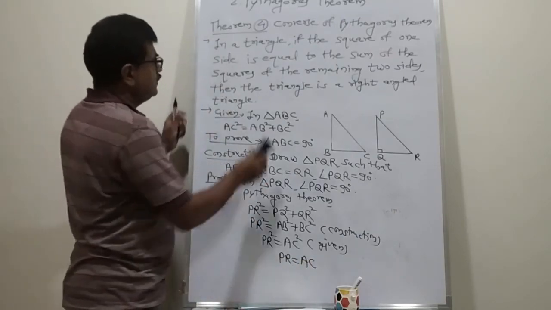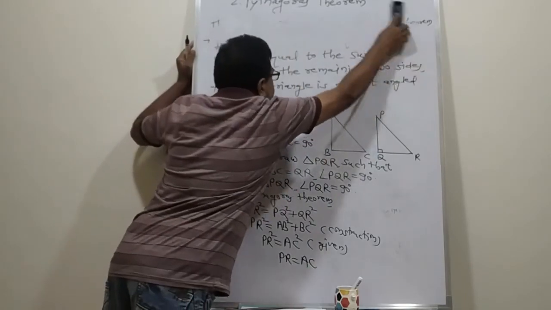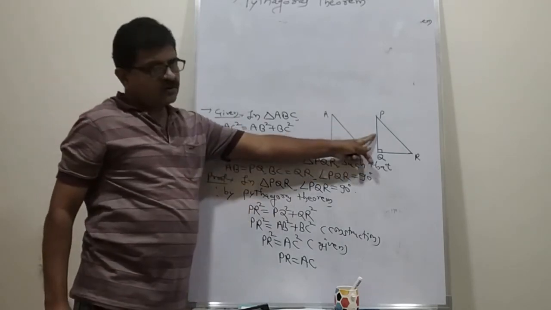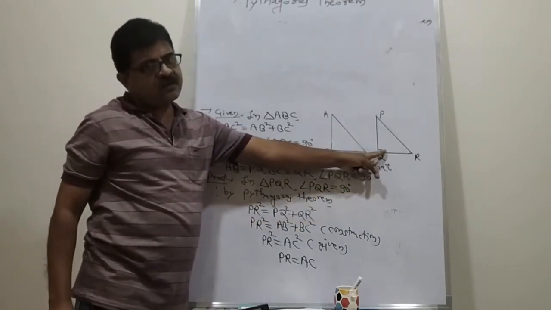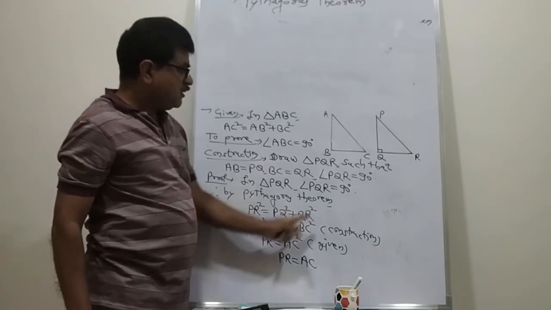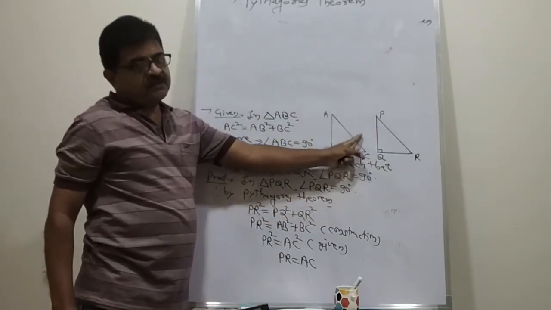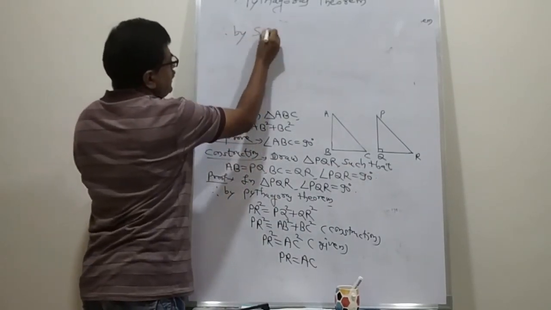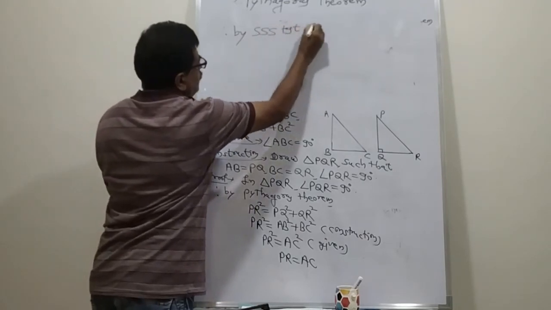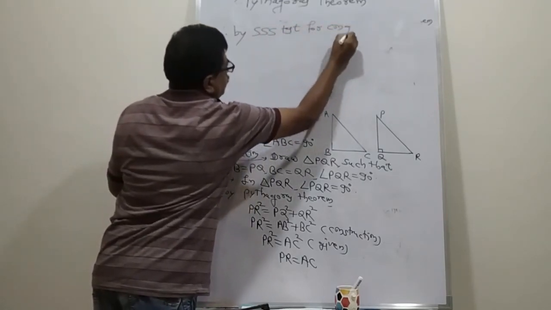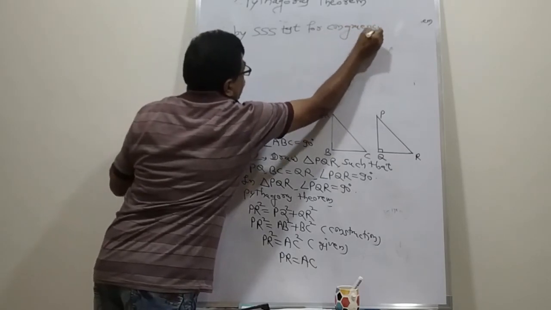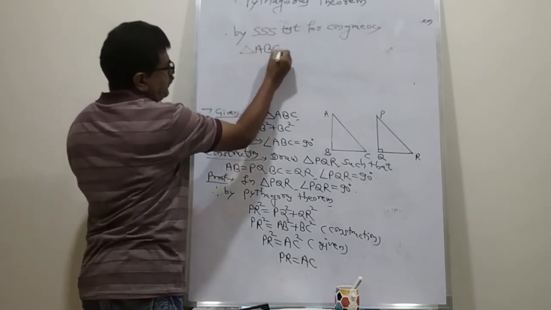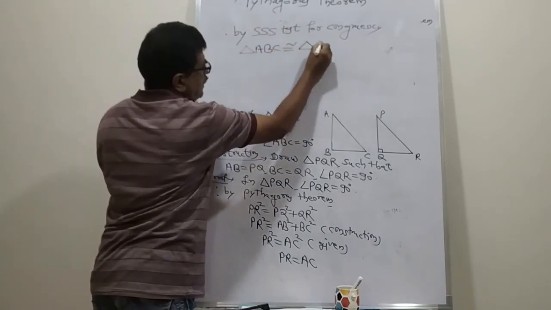Now let us see these two triangles. These sides are congruent, these two sides also congruent, and we proved here PR is equal to AC. Means all these three sides are congruent. Therefore, by the SSS test for congruency, these two triangles are congruent. Triangle ABC is congruent to triangle PQR.